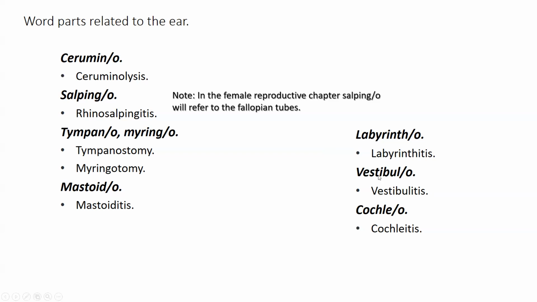Vestibulo refers to that portion outside the semicircular canals and outside the cochlea. And again, it's also responsible for parts of your balance. So if you have an inflammation, vestibulitis, it can cause mistaken information being sent to the brain, causing dizziness. Cochlea refers to that snail-like portion where the hearing happens. So cochleitis would be an inflammation of that particular part of the inner ear.